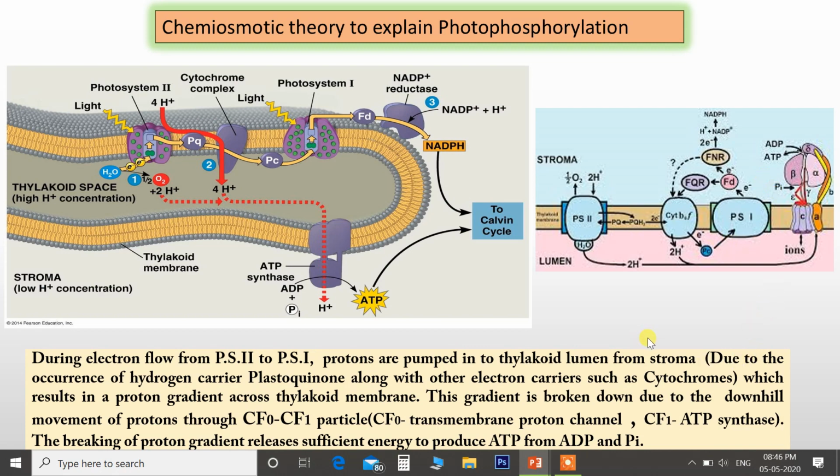So this is the chemiosmotic theory which explains photophosphorylation taking place during the light reaction of photosynthesis. I hope all of you understood the process well.